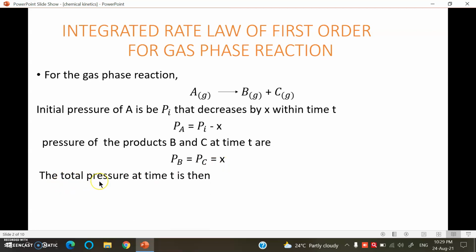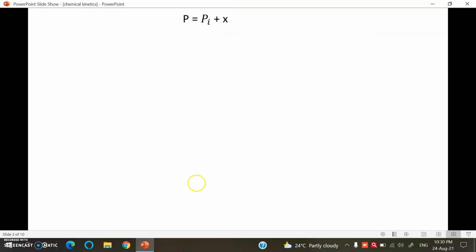So the total pressure in that container at time T, containing reactant A and products B and C in gaseous form, is P equal to P1 minus X plus X plus X. So the total pressure is equal to P1 plus X, that is the total pressure at time T. Now P is equal to P1 plus X, so X is equal to total pressure P minus P1.